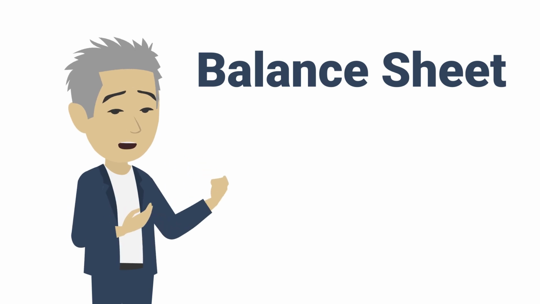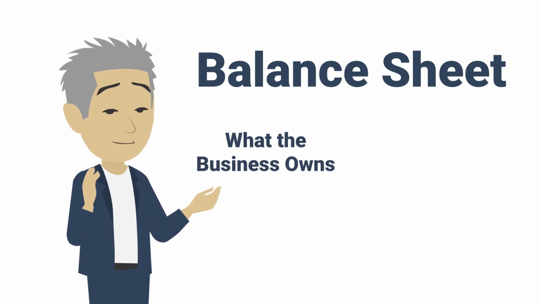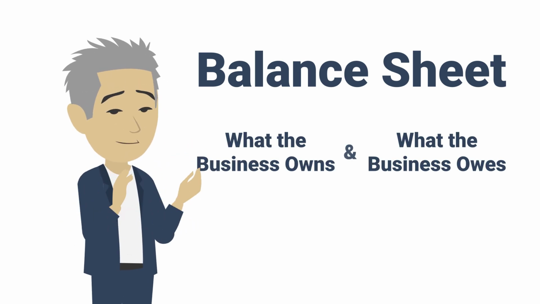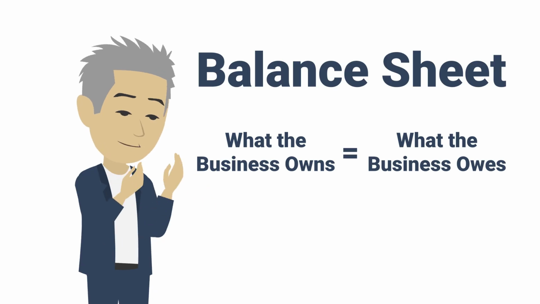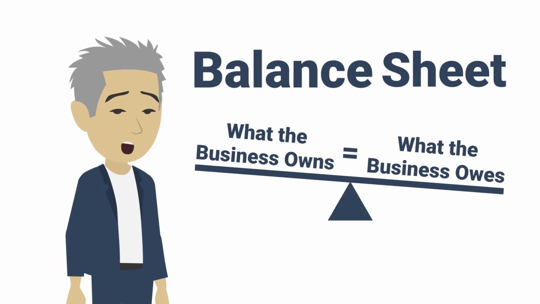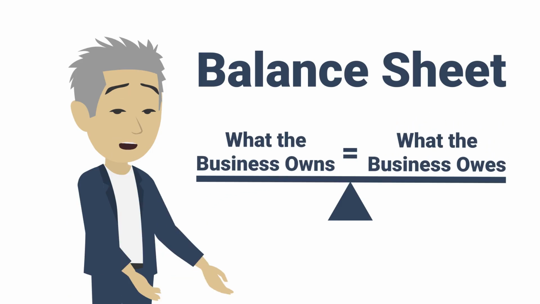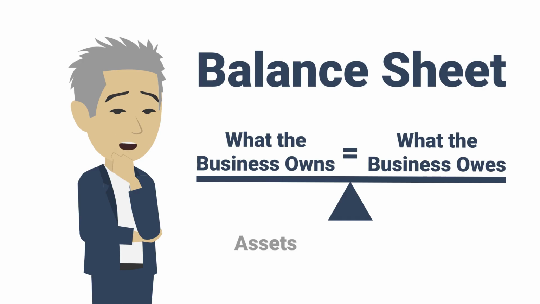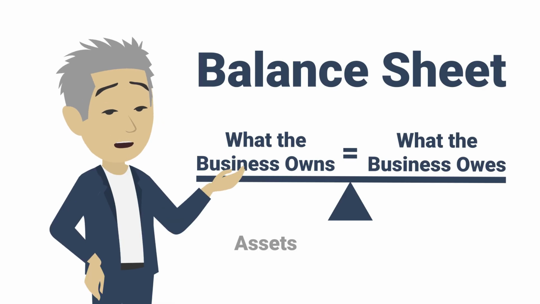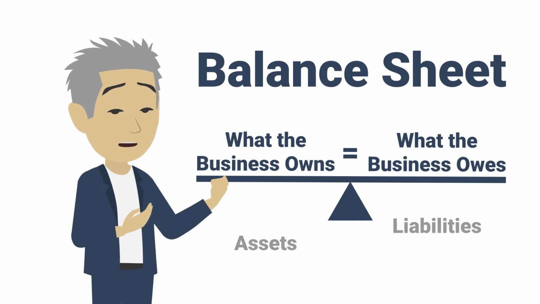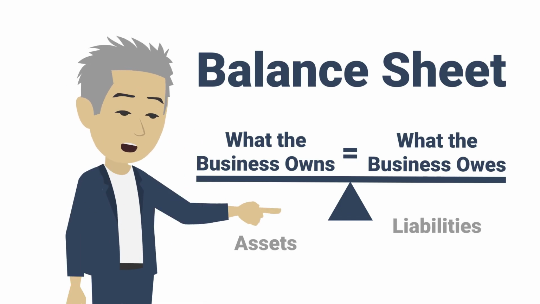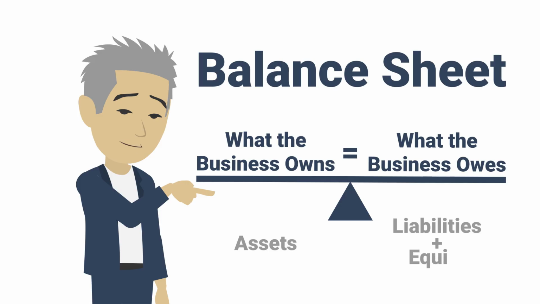The balance sheet gives us a snapshot in time of what the business owns and what it owes. These are always equal. Hence the name, balance sheet. The things the business owns are its assets. And what the business owes is comprised of things it owes to third parties. These are its liabilities. And what it owes to the owners of the business, this is called equity.